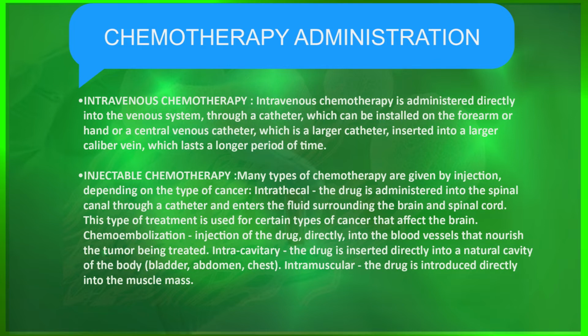Injectable chemotherapy. Many types of chemotherapy are given by injection, depending on the type of cancer. Intrathecal. The drug is administered into the spinal canal through a catheter and enters the fluid surrounding the brain and spinal cord. This type of treatment is used for certain types of cancer that affect the brain.